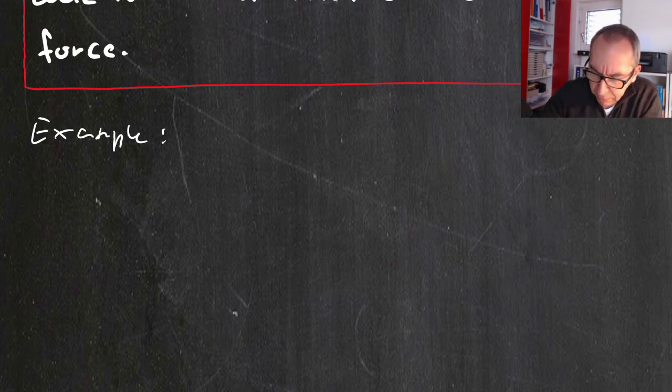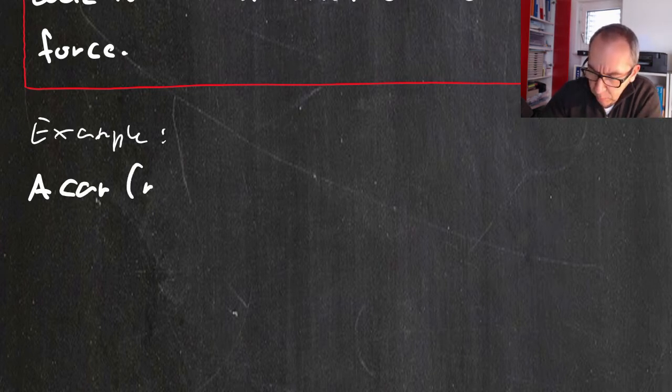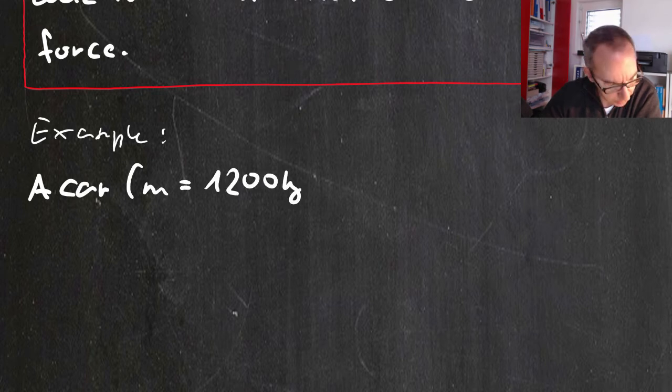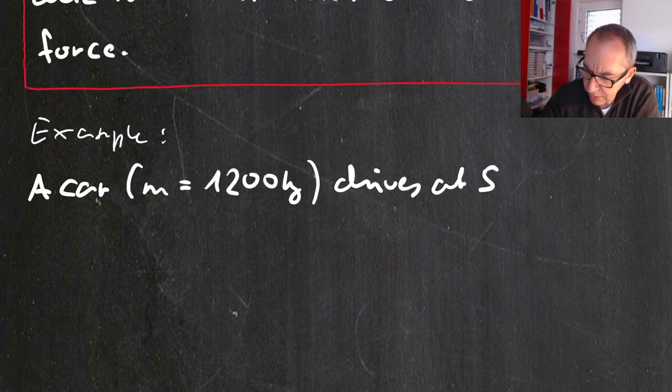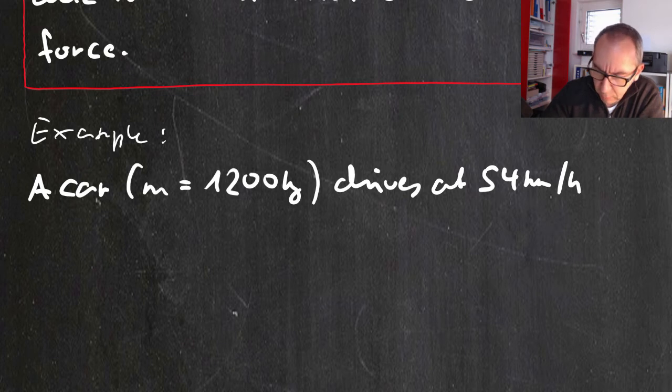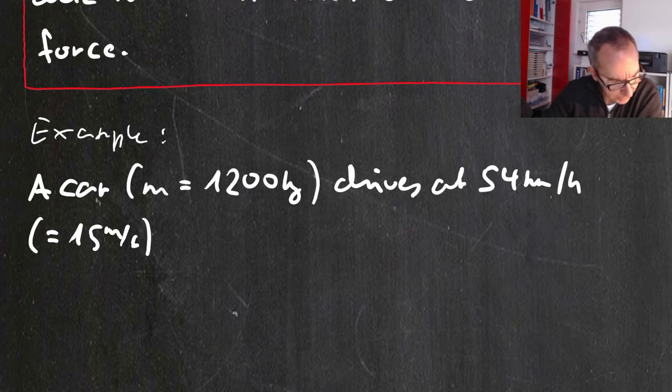So we have a car. Let's assume 1,200 kilograms. And this one drives at 54 kilometers per hour, which just is 15 meters per second. So we take easy numbers here. Then the driver hits the brakes.